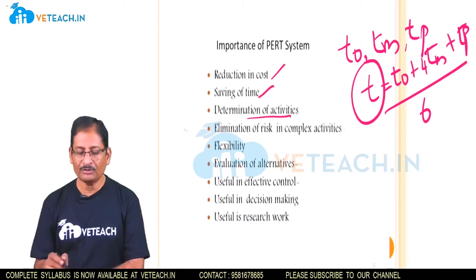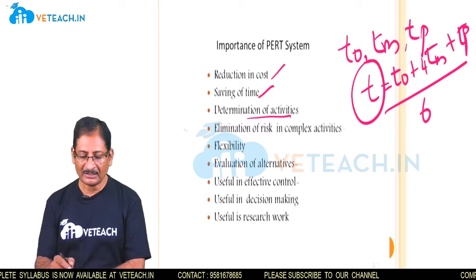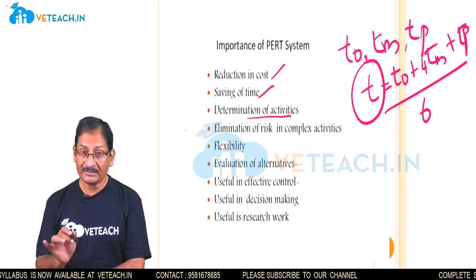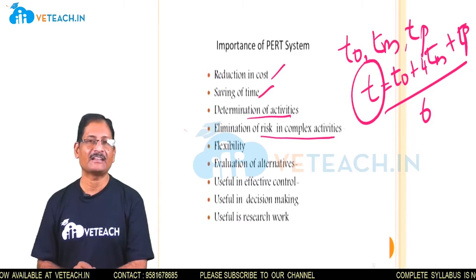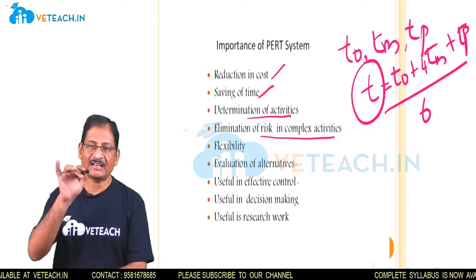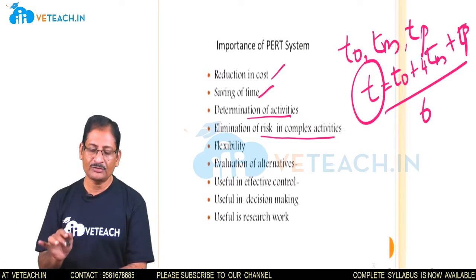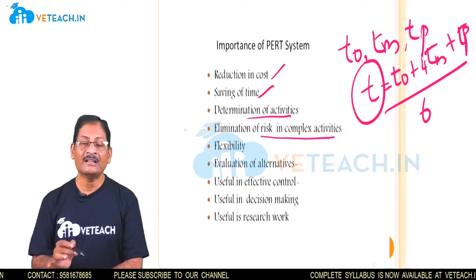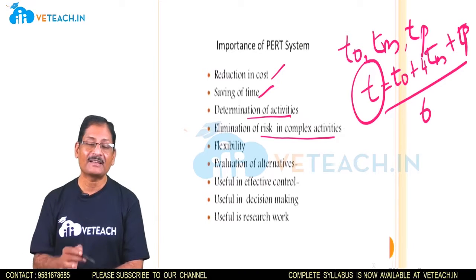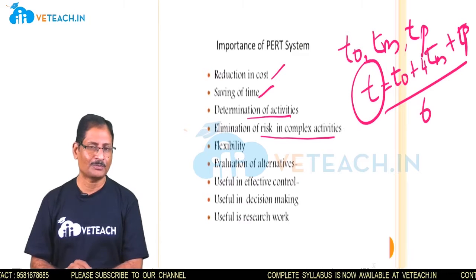Determination of activities. So you will be identifying, in the entire project, what the different activities are, with the time calculation. Then elimination of risk in complex activities, meaning the activities which are lying in the critical path. So we used to say that they are very critical activities, and we should ensure that there should not be any kind of complexity arising in the execution of those particular activities.